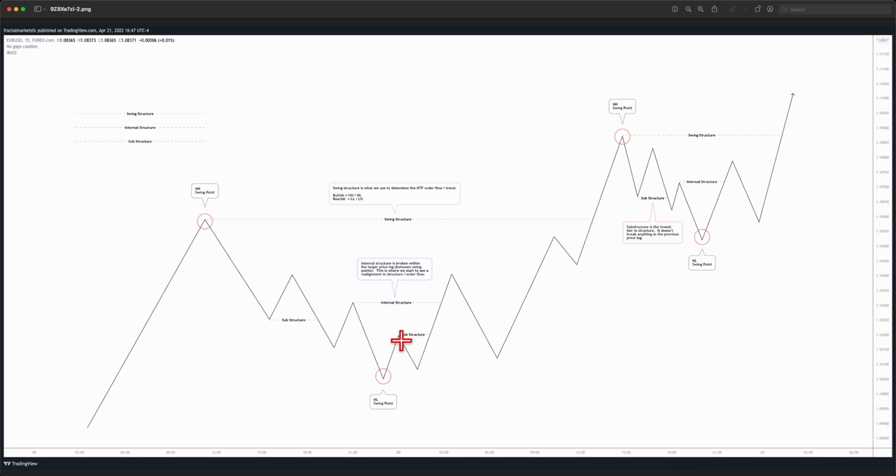So internal structure is broken within the larger price leg between swing points. This is where we start to see a realignment in structure, an order flow shift. So again, we briefly talked about this already, but when internal structure breaks at an internal swing point, as we like to call it within fractal markets, once this breaks, the theory is that we've created that new bullish intention in the market to be able to consider starting to look for that bullish confirmation entry within here.